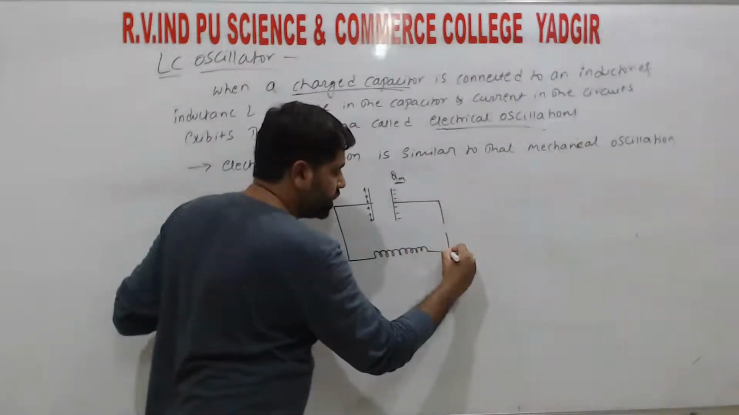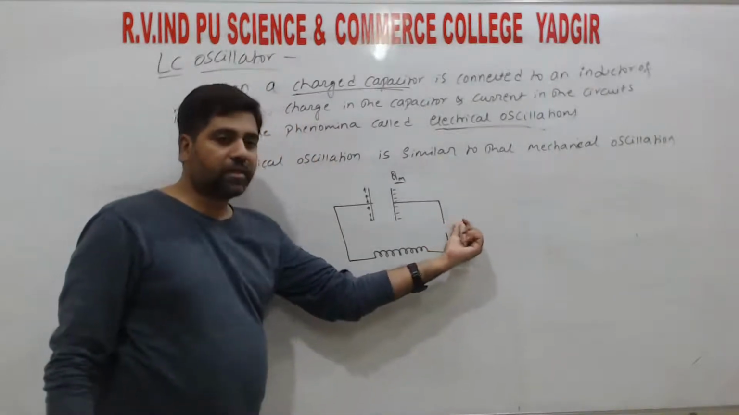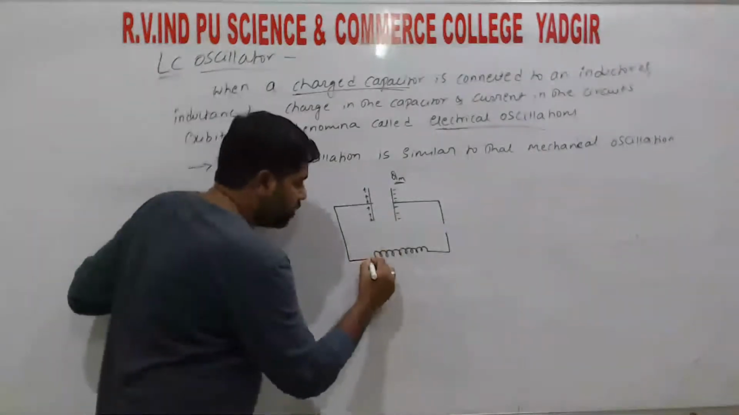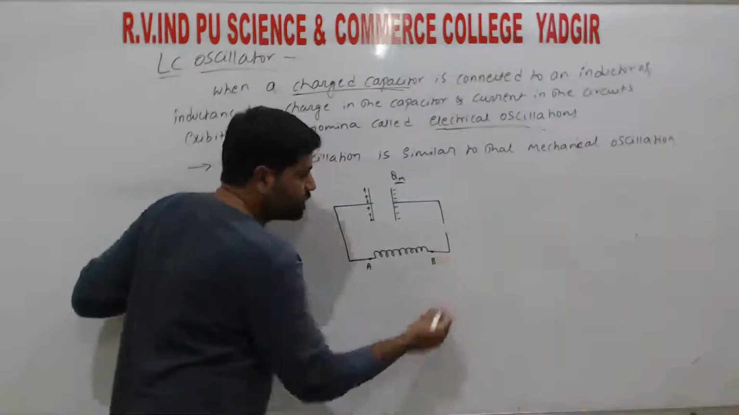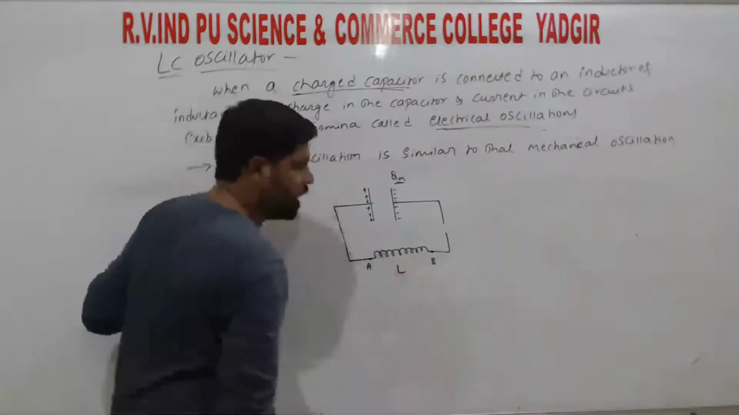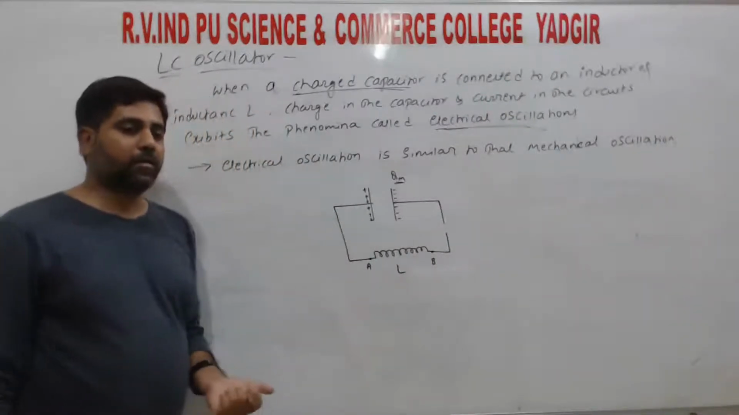So the circuit initially is open. If they have left a space like this, that means it is an open circuit, right? So here we take the terminals as A and B, where A and B is the inductor, having the inductance L. That is the intrinsic property of the inductor, right?